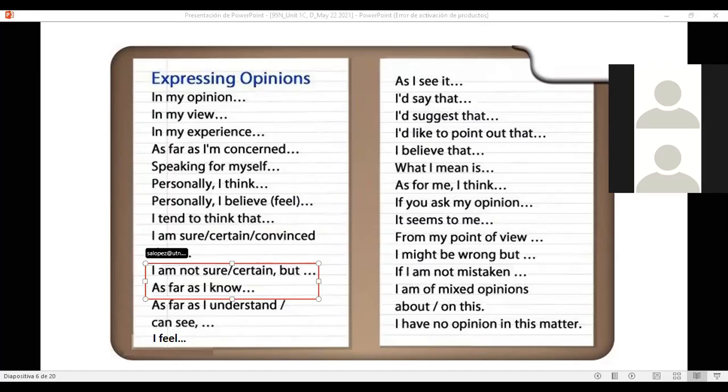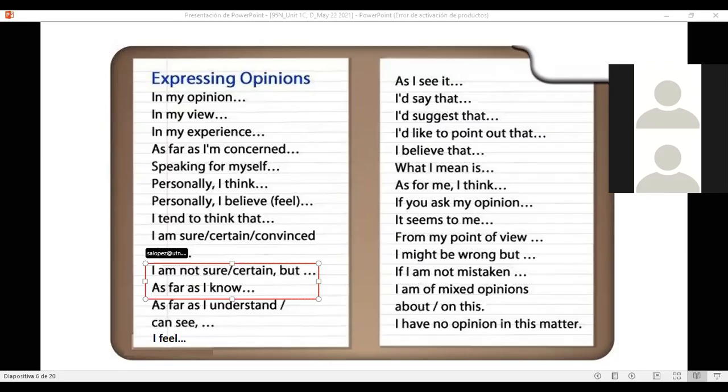Yes, teacher, I am not sure, certain, but as far as I know. In the first sentence or in the first phrase we have I'm not sure or I'm not certain but. Sí, generalmente esta la podemos utilizar para responder a una opinión cuando ustedes no están tan de acuerdo con alguien. ¿Sí? You partly disagree. I'm not sure or I'm not certain but. No estoy seguro, pero, ¿no es cierto? Pero ya vamos a decir lo que pensamos.